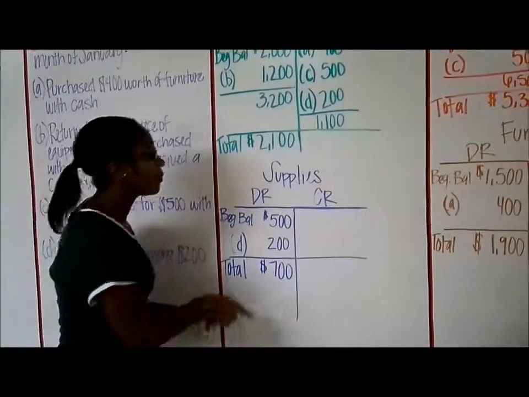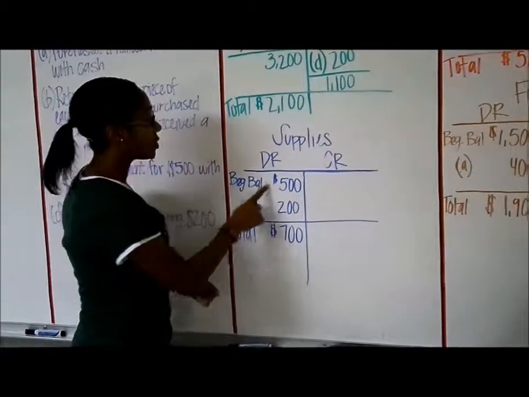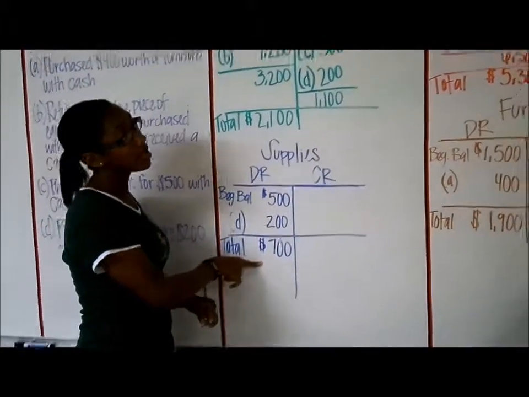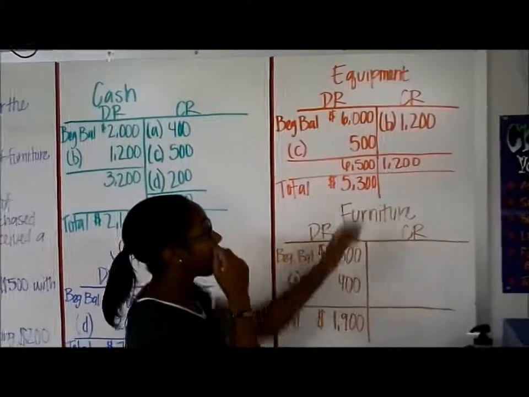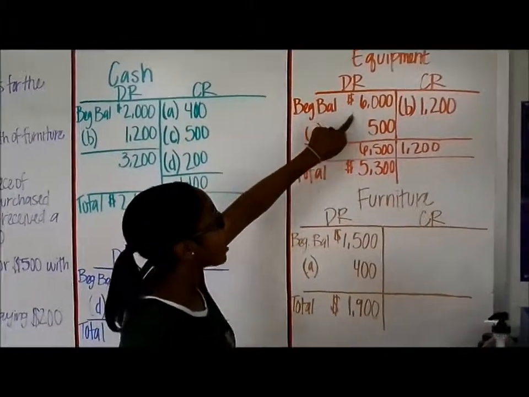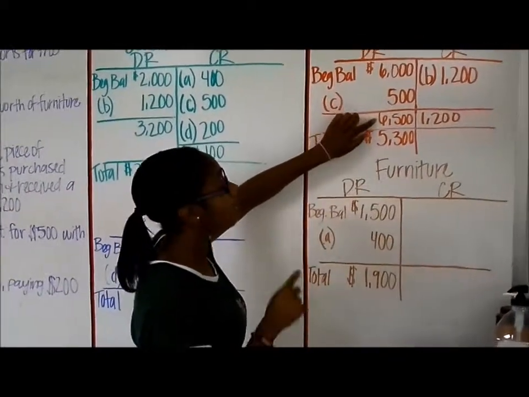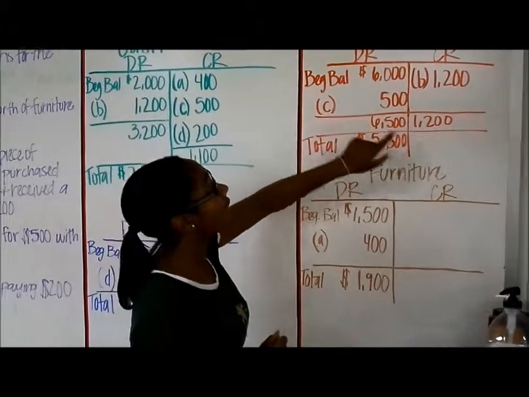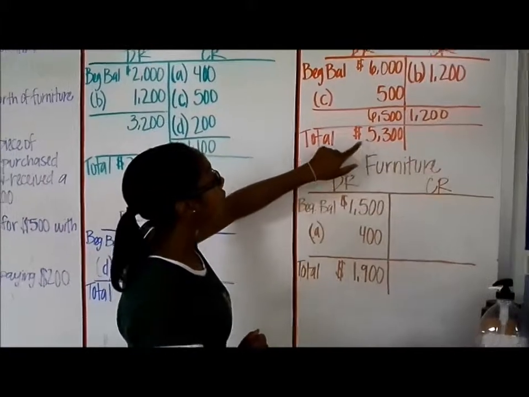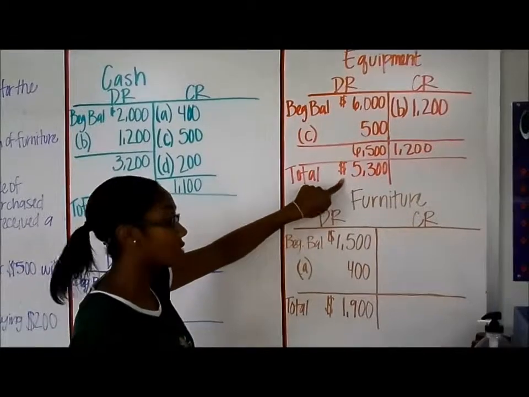So you do the same for supplies. Now supplies doesn't have anything on the credit side, so you just add up all your amounts on the debit side and you get a total of $700. Equipment, you have one amount on the credit side and you have two on the debit side, so you add these up on the debit side, so that will give you a total of $6,500. And then you subtract the credit that you have of $1,200, and you get a total amount for the equipment account of $5,300.